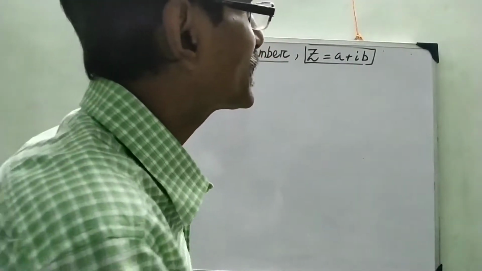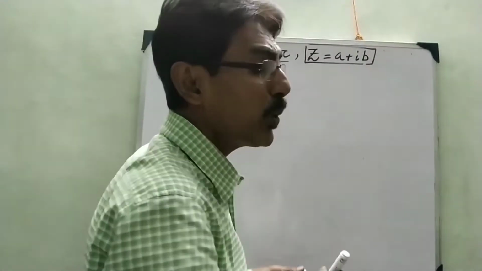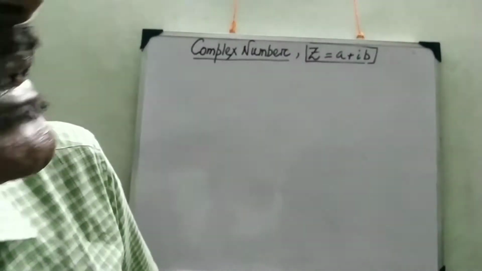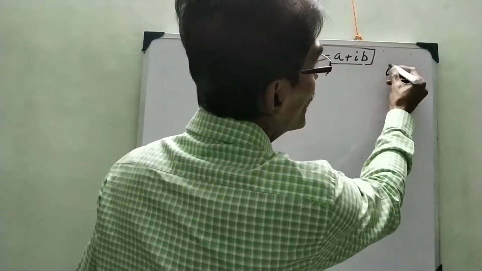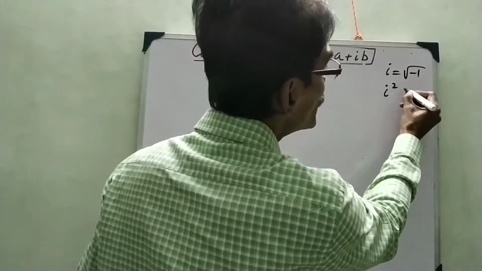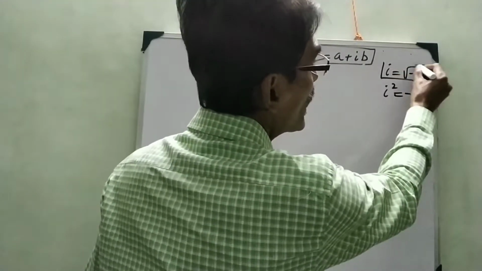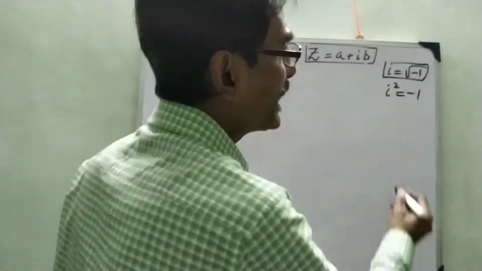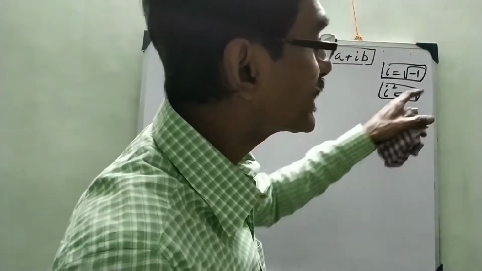Last day I discussed that a and b are both real numbers and i is an imaginary number. The value of i is root over minus 1, or i square equals minus 1. I told you last day also that i is imaginary but i square value is real, it is minus 1.